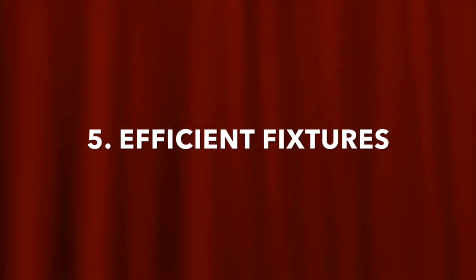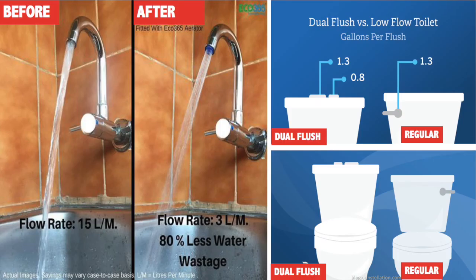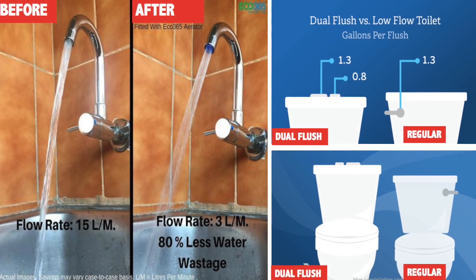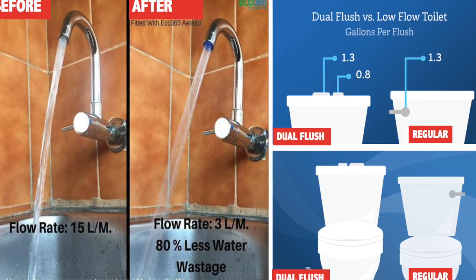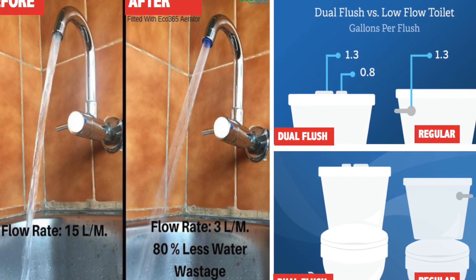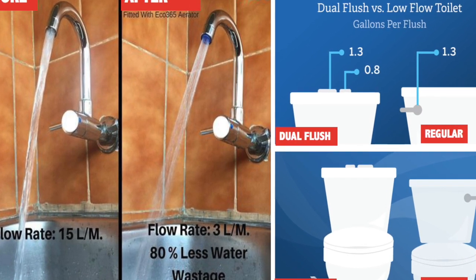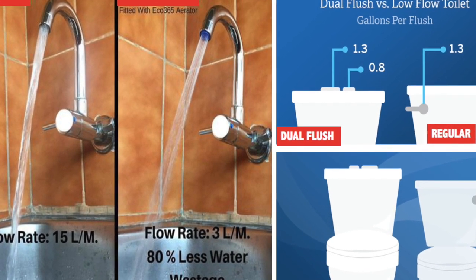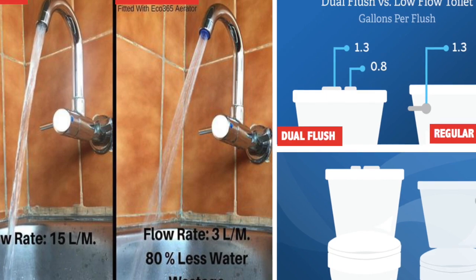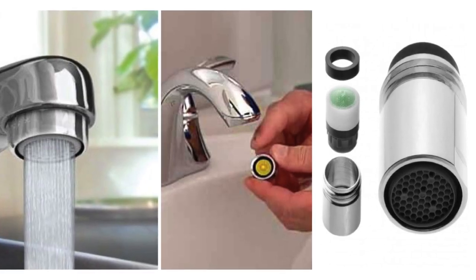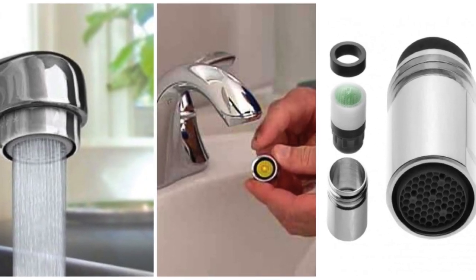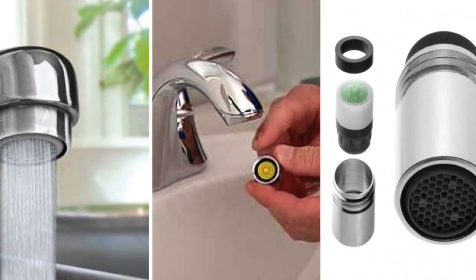5. Efficient toilet fixtures. If your bathroom does not have efficient toilets and water-saving faucets, you are flushing water down the drain with every trip to bathroom. It is important to have dual flush toilets which can save more water. Another option to save water is to put an aerator on the faucet which can save water and money.